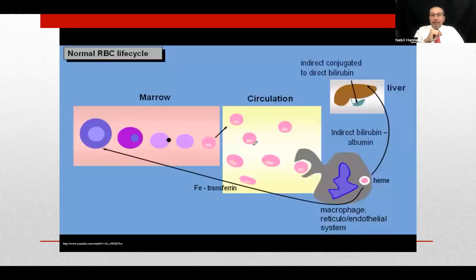Okay, in the coming segment, we're going to talk about the life cycle of the red blood cell, and we'll talk about the 2 major categories of anemia.